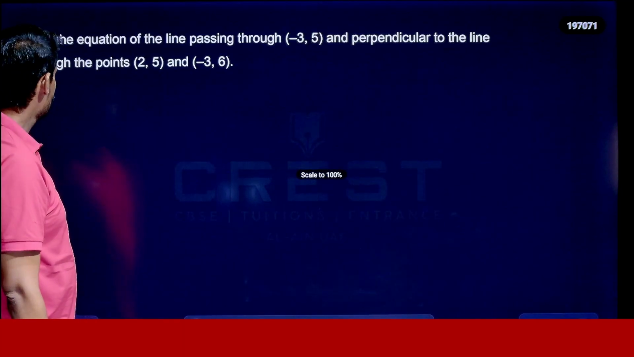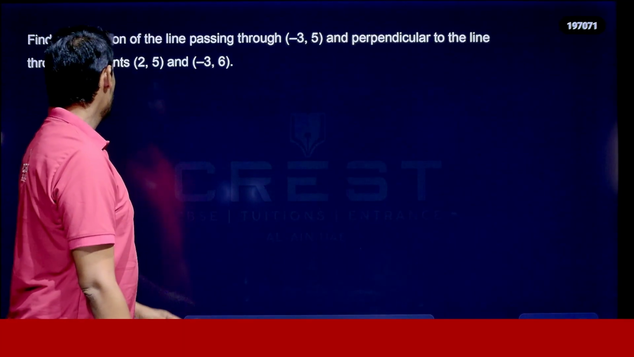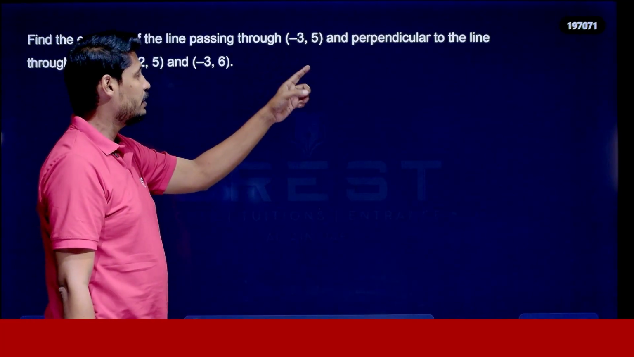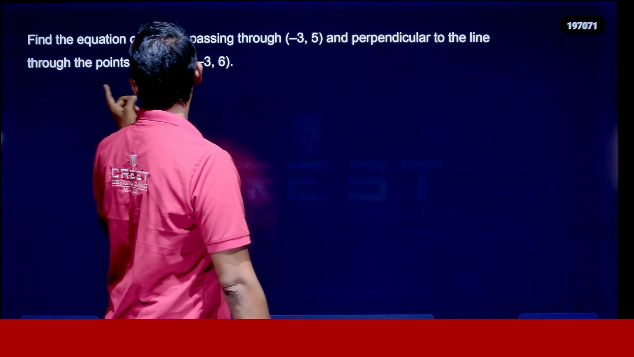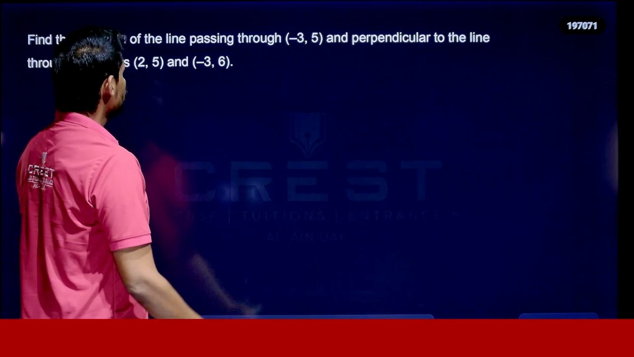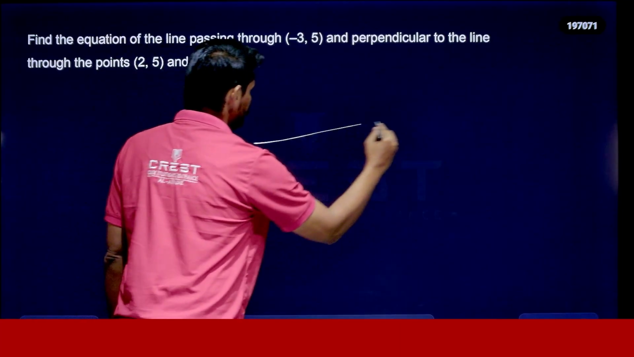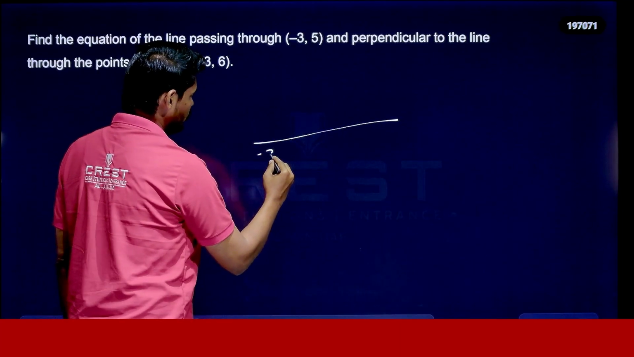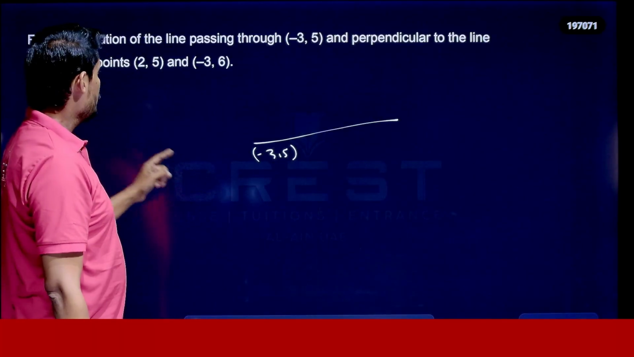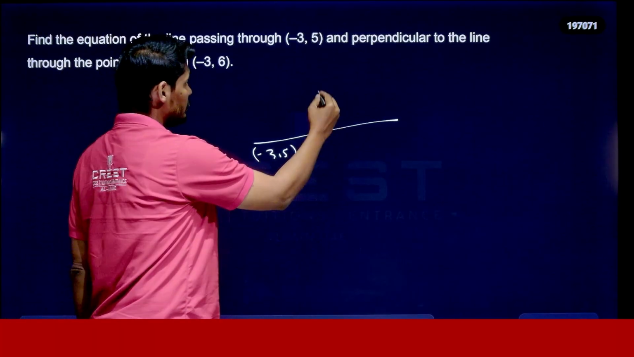Now we have one more question. Find the equation of the line passing through minus 3, 5 and perpendicular to the line through the points 2, 5 and minus 3, 6. So we have a line that contains the point minus 3, 5. You have to find the equation of this line, and this line is perpendicular to the other line.